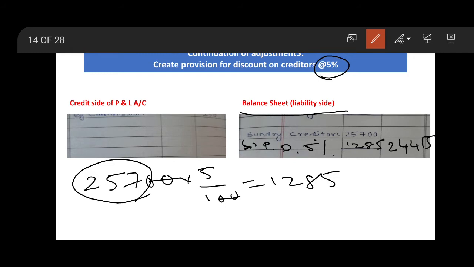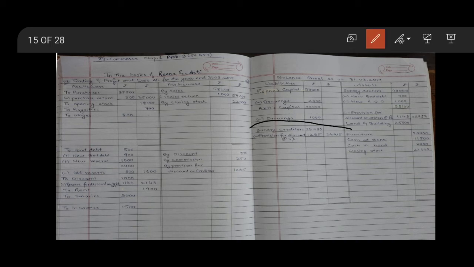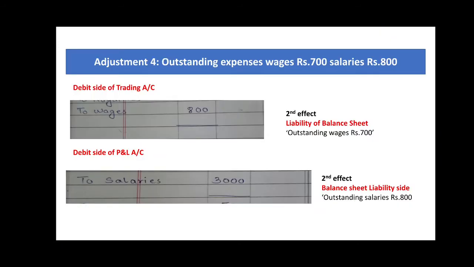The next effect goes to the credit side of profit and loss account. To the credit side means to the right side. Writing by provision for discount on creditors at 5%, outer column 1285. Here in this way you have presented your answer: sundry creditors less 5% provision, and here to the credit side of profit and loss account by provision for discount on creditors.